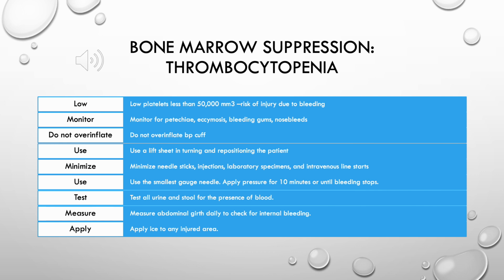You want to minimize needle sticks, injections, laboratory specimens, and intravenous line starts. Use smaller gauge needles and apply pressure for 10 minutes until the bleeding stops. Test all urine and stool for blood. Measure abdominal girth daily to check for internal bleeding, and apply ice to any injured area.